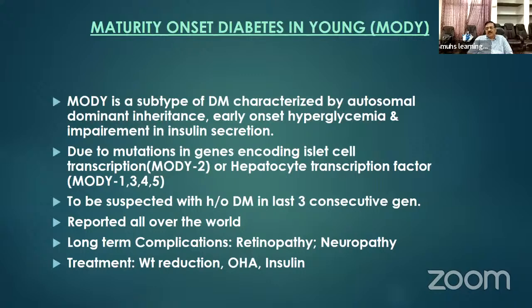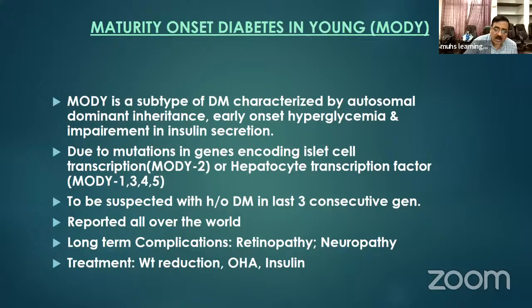Maturity onset diabetes in young age is a subtype of diabetes in which autosomal dominant inheritance takes place. Autosomal means that you will find familial clustering, and early onset hyperglycemia and decreased insulin secretion. What is important is that it is suspected in people if it is present in the last 3 consecutive generations. And what are the long-term complications? Retinopathy, neuropathy, and treatment is again weight reduction, oral hypoglycemic agents, and insulin.